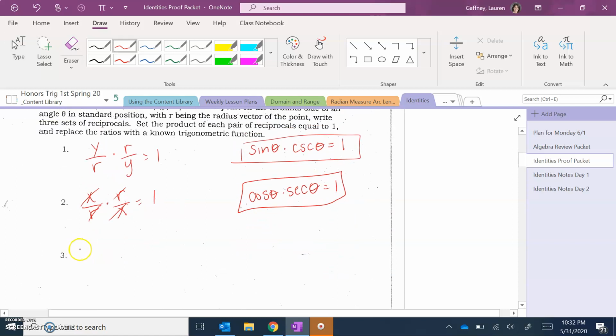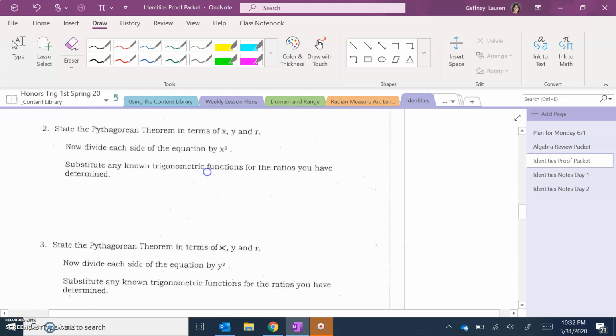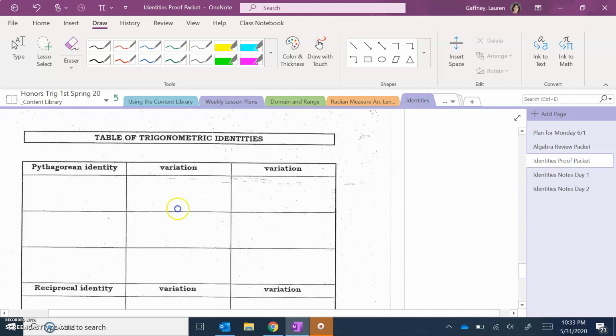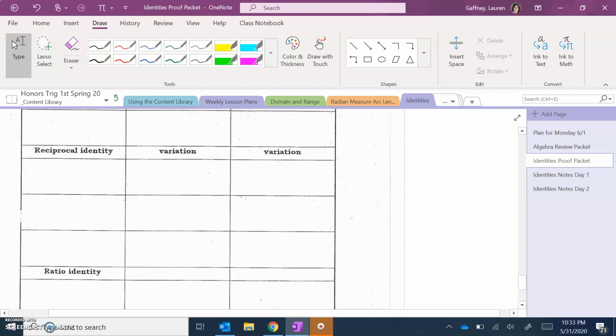Let's do the same thing with tan. So tan is y over x. Its reciprocal is cotan, which is x over y. When you multiply these together, those come out to 1. So I'm going to fill them in to our chart here at the very end. So those are our reciprocal identities.